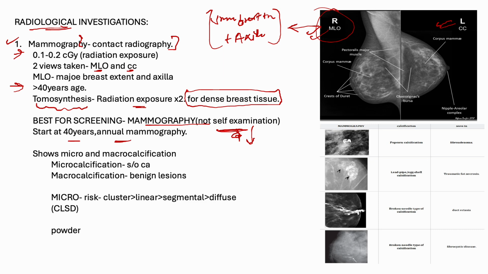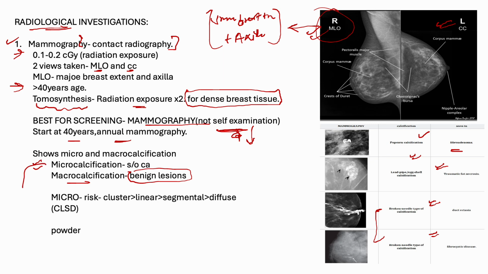So mammography is better than self-examination, and we usually start at 40 years of age, and we do an annual mammography. In mammography, what we see are the calcifications, okay, micro or macro calcifications. The macro calcifications are usually benign lesions. Here are a few examples. First is the popcorn calcification, which is seen in fibroadenoma. Lead pipe or egg shell calcification, seen in traumatic or fat necrosis. And two broken needle type are seen, one in duct ectasia, one in fibrocystic disease, right?